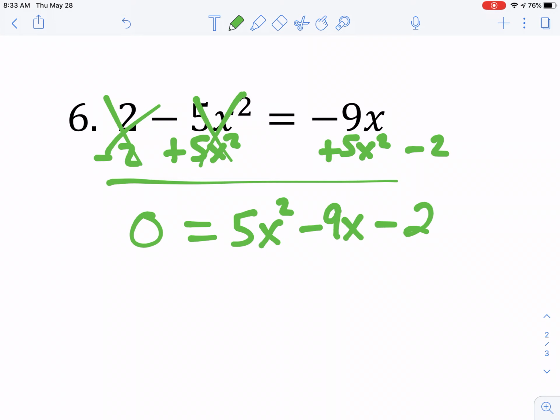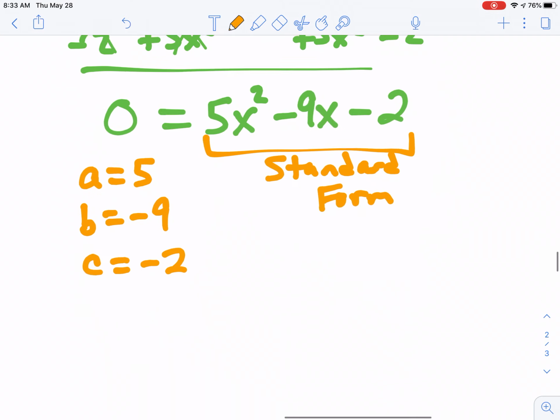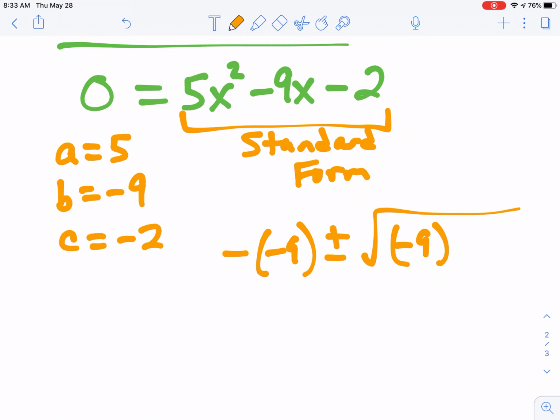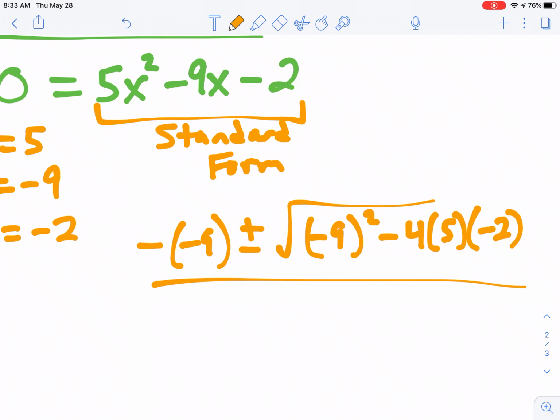Alright? Now we label our A, B, and C. A is 5. B is negative 9. C is negative 2. Make sure it's in standard form first. This is in standard form. If your equation is not in standard form, then you're going to get the wrong A, B, and C. So the negative of negative 9 plus or minus square root of negative 9 squared minus 4 times A, which is 5, times C, which is negative 2, all divided by 2 times A, which is 5.